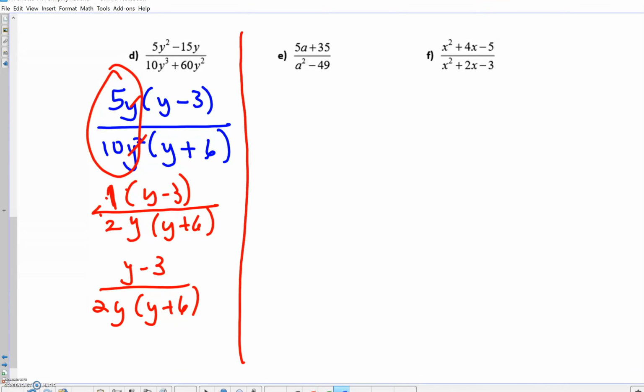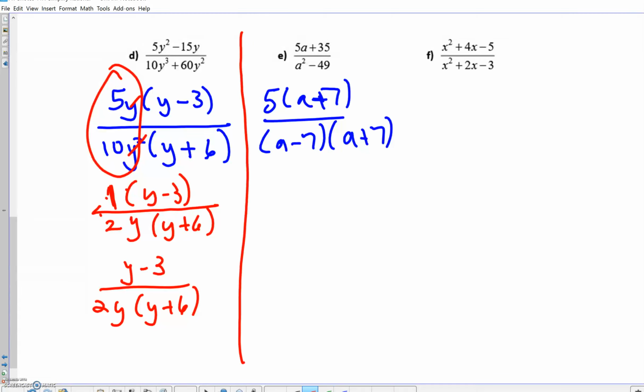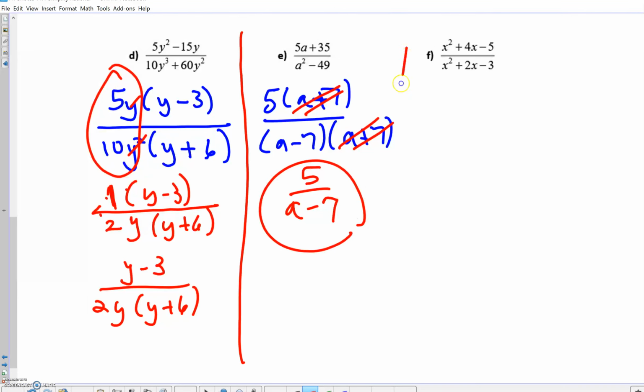All right, so then we've got E. So I'm going to factor out a 5. That leaves me with a plus 7. And the denominator is a difference of squares, so a minus 7 and a plus 7. Then what's in common? Well, the a plus 7s are in common, so they make a 1. And that leaves me with 5 over a minus 7 left over right there.